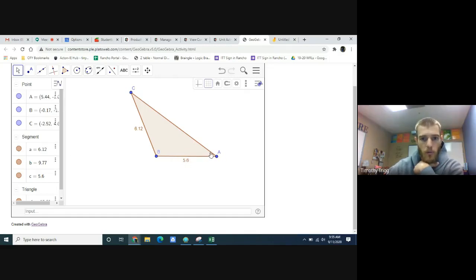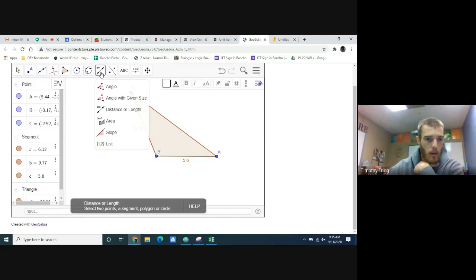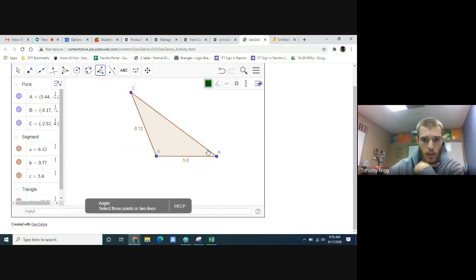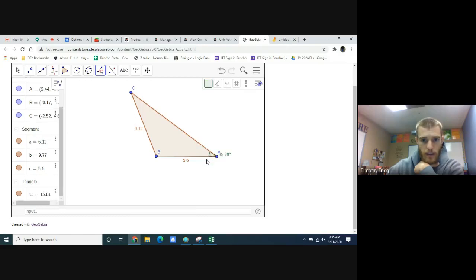All right, and now I want to also measure the angle A here. So go to that same tool up here and go to angle. So click angle. Click this side, then this side. It'll give you the measure of that angle, just like that. Again, I like to have the measurement kind of outside here.